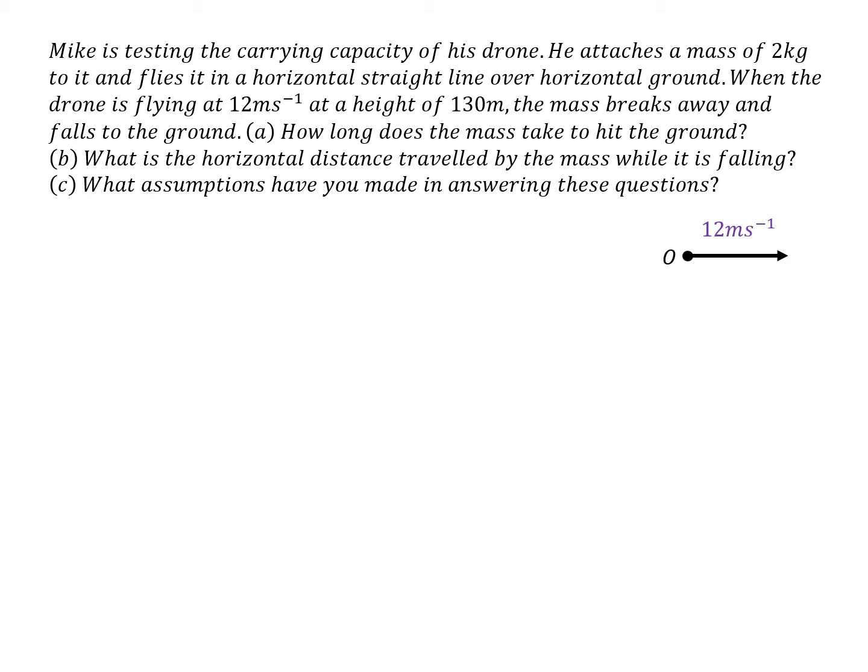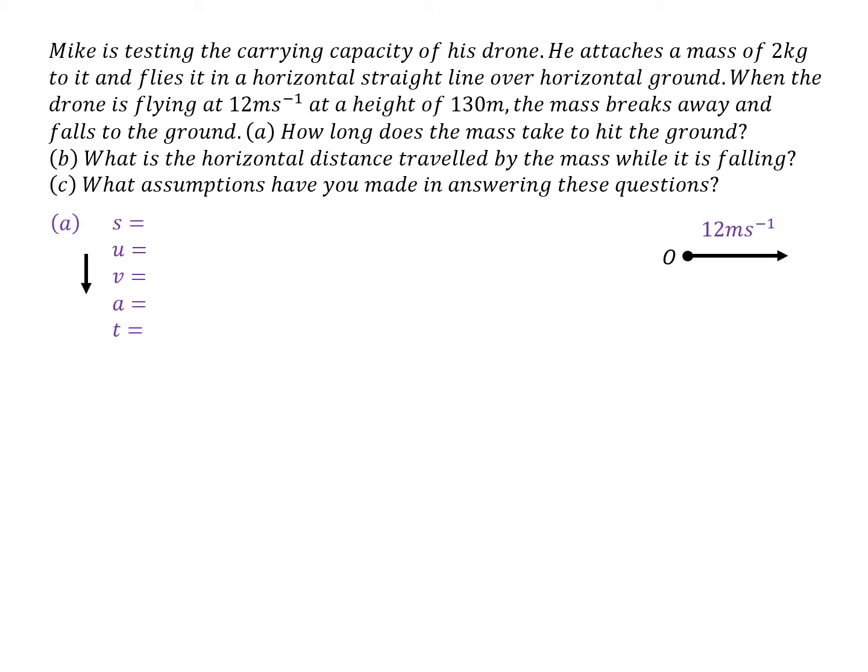So I'm taking the origin as the point at which the mass becomes detached from the drone, and at that point it's traveling horizontally with a velocity of 12 meters per second. What I'm going to do is look at the vertical motion and take the positive direction as being the downward direction, simply because that's the direction that the mass will be falling. And because the acceleration due to gravity is constant, I can use SUVAT.